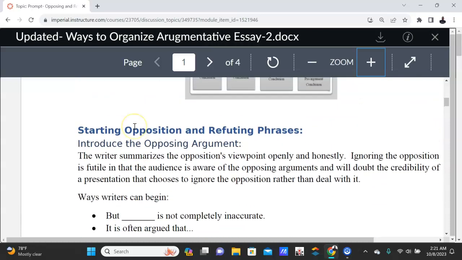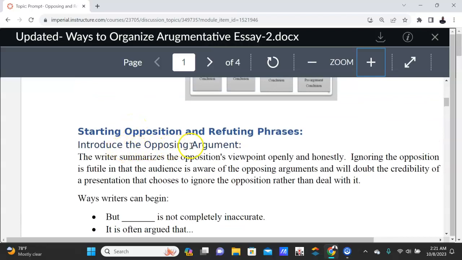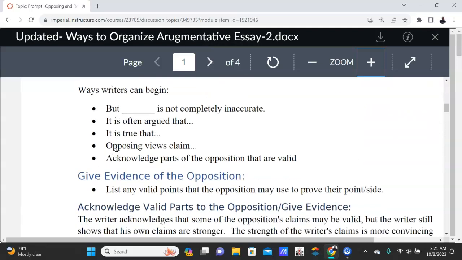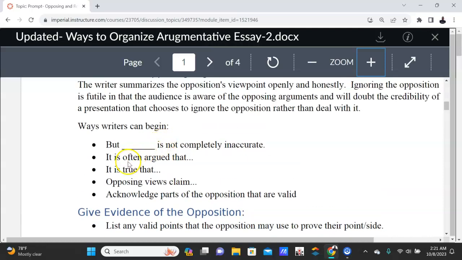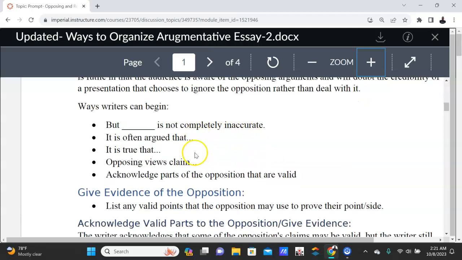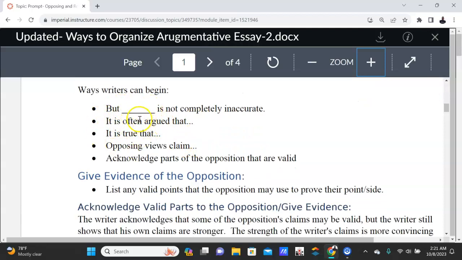Okay, so here's how you're going to start the opposition. Introduce the opposing argument. How are you going to do that? This is where you're going to give your topic sentence. Here's how you can start it. All right. And remember, I chose this way, opposing views claim. So if you go back to my paragraph, this is how I started mine. Okay, or you could often say, it is often argued that logos is more of an appeal than pathos. Remember, we're bringing in the opposite. So for me, the opposite was logos. So you can use one of these ways to set up your topic sentence.